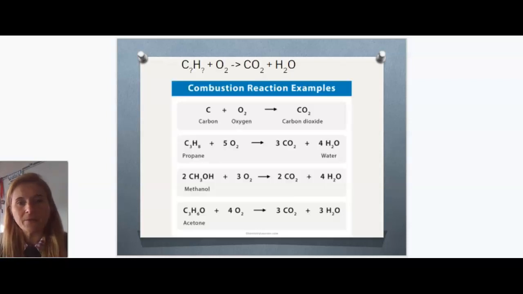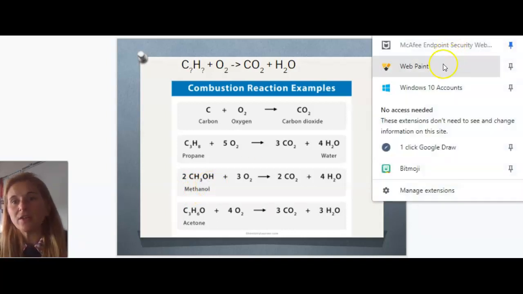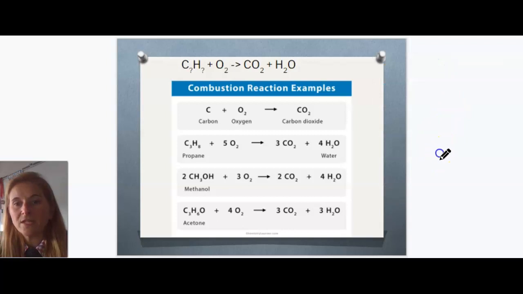So let's look at some examples. Here we can see basic carbon and oxygen coming together to produce carbon dioxide. We have propane, which is 3 carbons with 8 hydrogens. So we'll need 5 oxygens, and it will produce 3 carbon dioxides and 4 waters. Here we have methanol, which is 1 carbon and 3 hydrogens, but also has an OH there. Let me draw that for you so that you can see that.